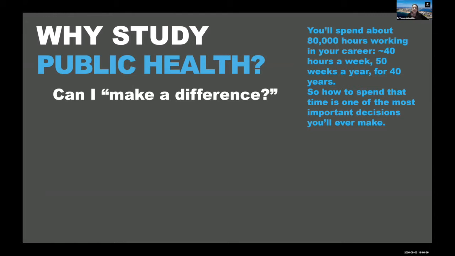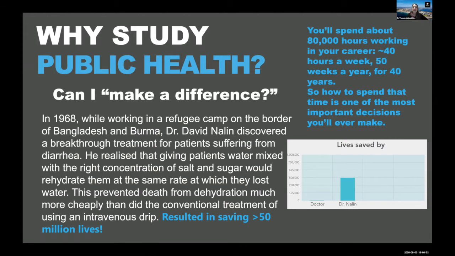On an average, we all spend more than 80,000 hours in our career, working 50 weeks a year for almost 40 years, or that's what our expectation is. So how to spend that much time is one of the most important decisions you will ever make. When we are doing medicine or allied health or lots of other professions that you might be currently in or other people are currently in, we all are making a difference in our own capacity. But public health gives you an opportunity to make an impression on a larger population group.